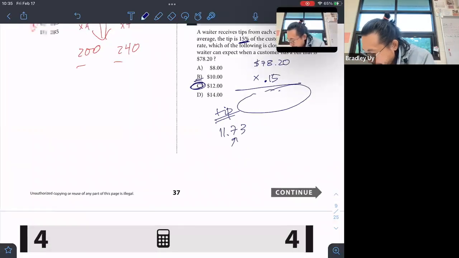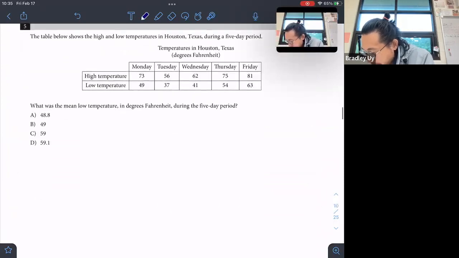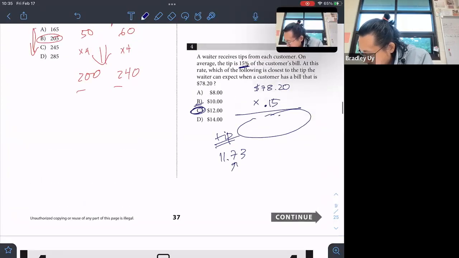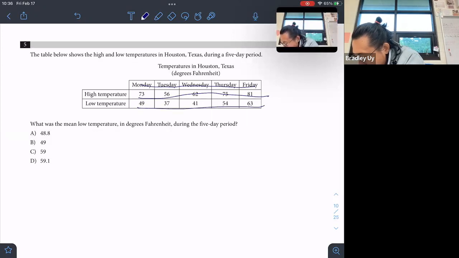Number 5. Temperatures. This shows the high and low temperatures in Houston, Texas during a 5-day period. So here's your 5 days: Monday, Tuesday, Wednesday, Thursday, Friday. Those are the highs tracking, and those are the lows tracking. Okay. So here's what they're asking for. What is the mean low temperature?